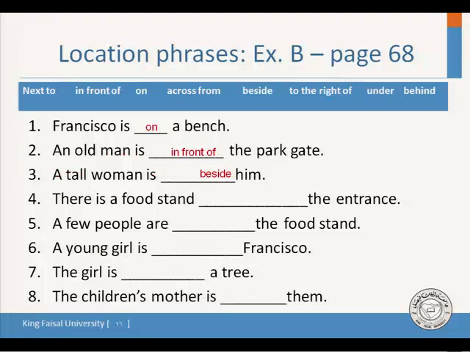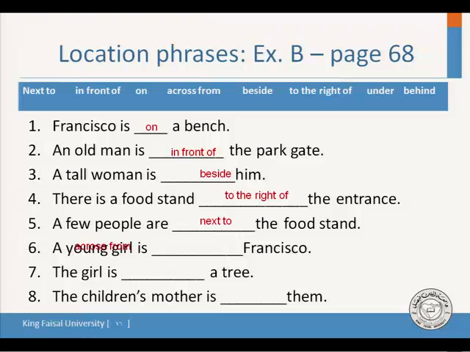There is a food stand to the right of the entrance. When you enter the gate, the food stand is to the right. A few people are next to the food stand. This is the food stand, and these are some people here. They are next to each other.